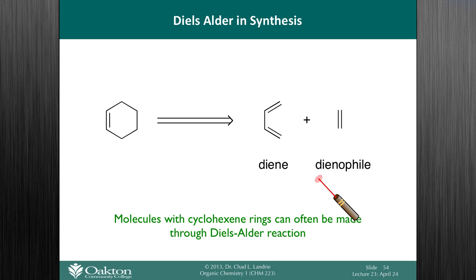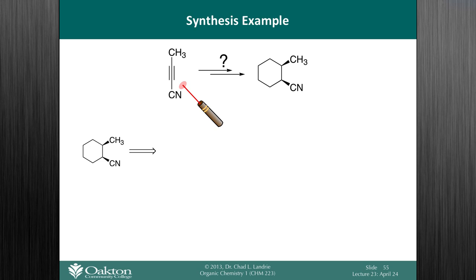If I apply that here, how could I convert this alkyne into this cyclohexane ring? Well, as I begin my synthesis, first I realize I don't have a Diels-Alder adduct. This is a cyclohexane ring. Cyclohexene rings are Diels-Alder adducts. But I could probably easily convert a cyclohexene ring into a cyclohexane ring through hydrogenation. The question is where to put the double bond. Well, the double bond typically is opposite to the two carbons that have the functional groups attached to them, in this case cyano and methyl.